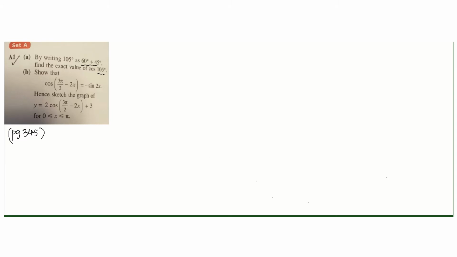Okay, so you're asked to find cosine of 105 degrees, and that is cosine of 60 plus 45. Now this is actually a test of your understanding of the addition formula. So the addition formula for cosine will be cosine 60 cosine 45 minus sine 60 sine 45.